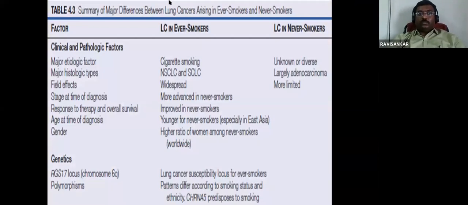Now, you have to find out the difference between lung cancer in ever smokers and lung cancer in never smokers.